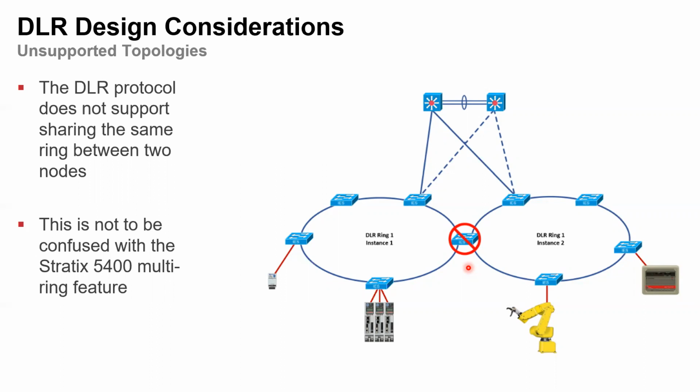This particular ring, where the red X is, would be the equivalent of someone trying to utilize one of our Stratix 5700s, which can be a ring member, but in 2 distinct rings. That's a no-go. I've seen people try to do it, with the excuse, well, we're using rapid spanning tree for 1 ring and we're using DLR for the other. No, we do not support that. I just want to make you aware of this. Now, if this was a 5400, this could be a valid network.